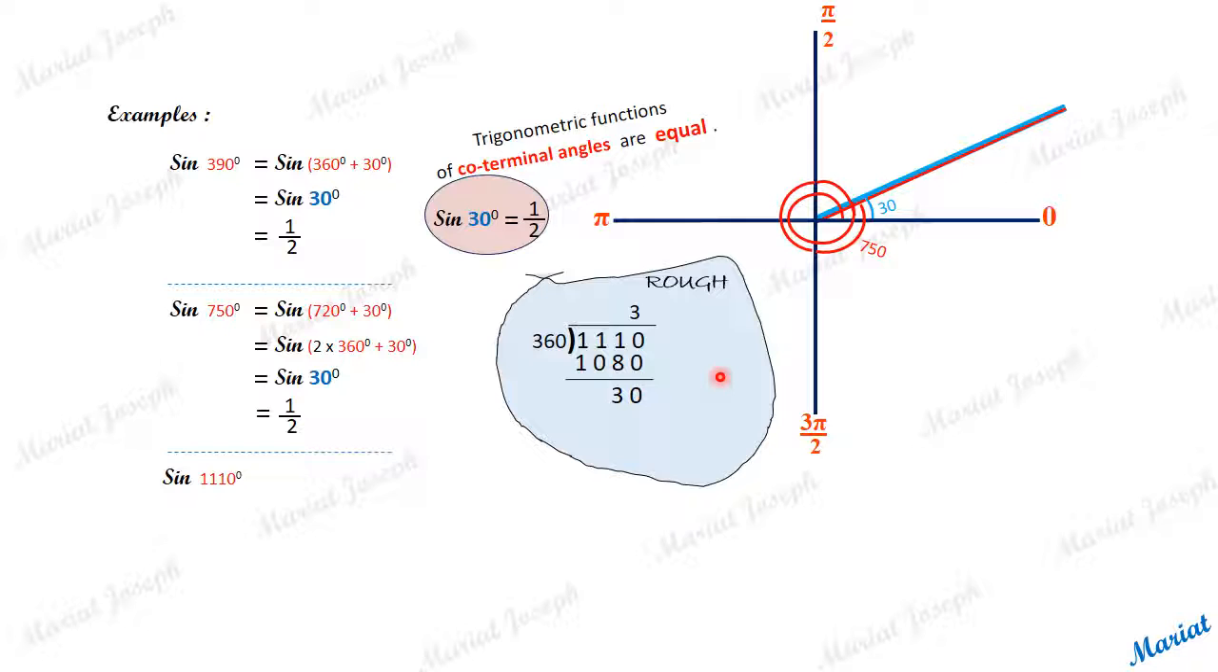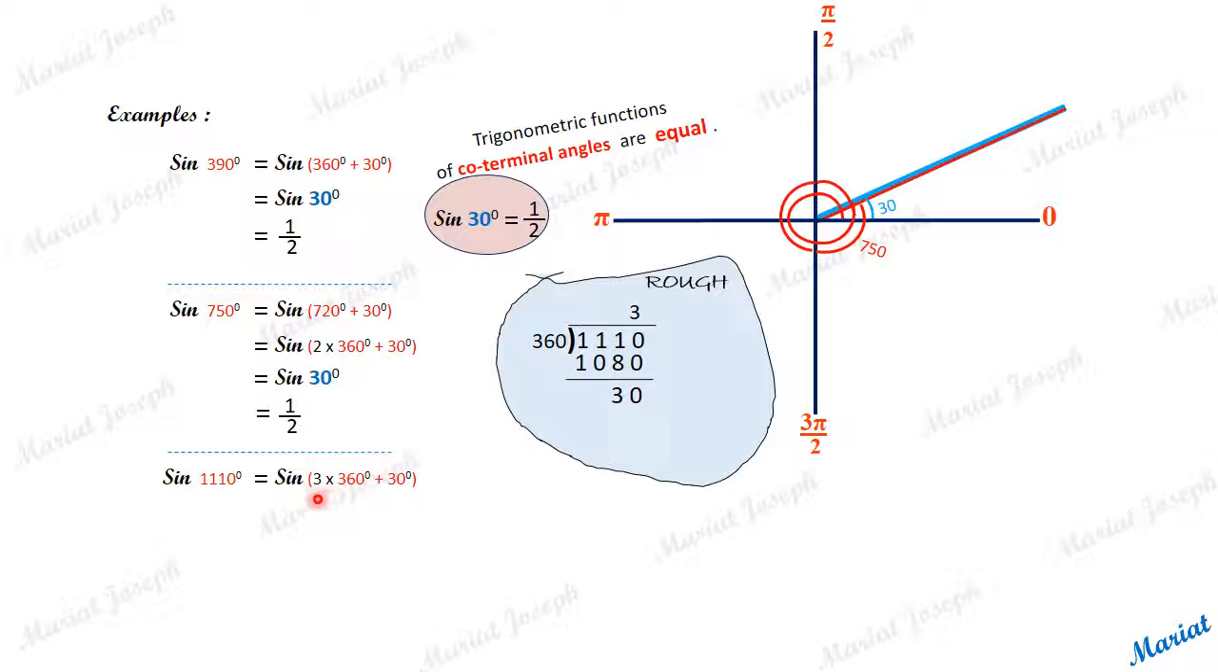So this 1110 can be written as 3 plus 30 upon 360, or we can say 3 times 360 plus 30 will be 1110. So this angle is now rewritten as 3 times 360 plus 30. 3 times 360 is 1080, plus 30 will make it 1110.